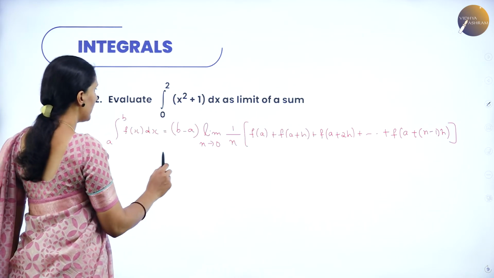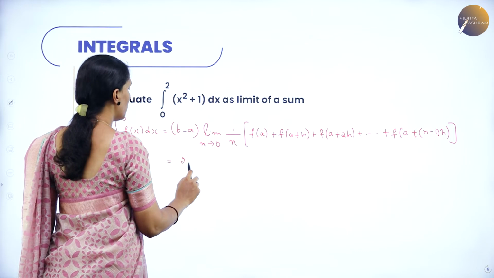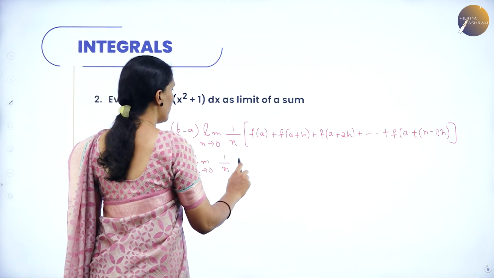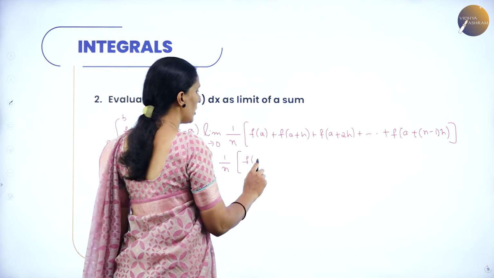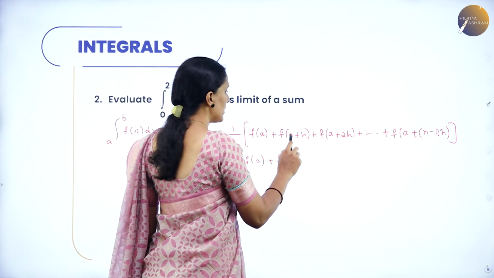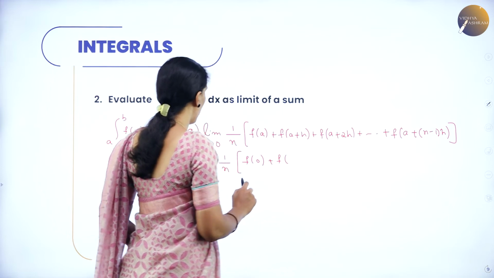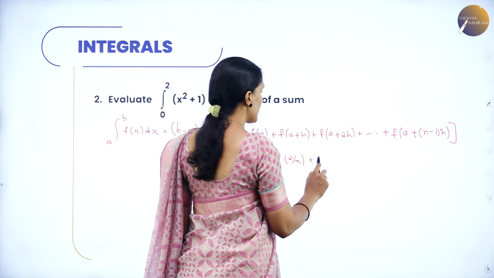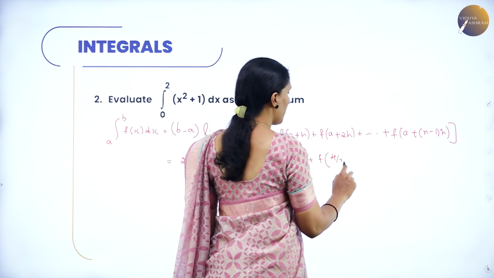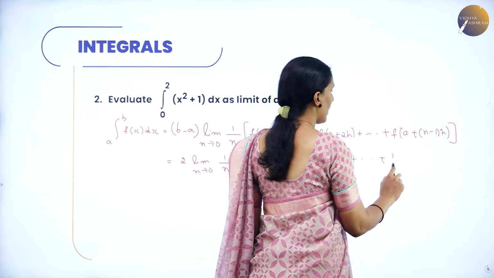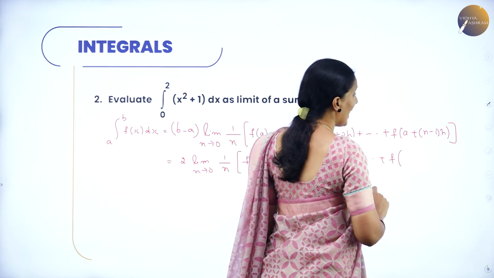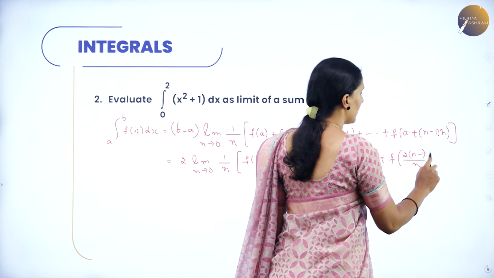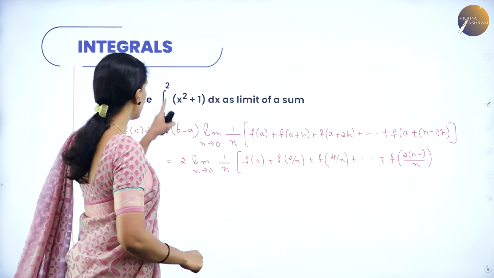So now if you apply here 0 to 2, again it becomes 2, limit as n tends to 0, 1 by n. So here it is f of 0 plus h, that is 2 by n, f of 2 by n plus f of 4 by n plus etc. plus f of 0 plus h, that is 2 into n minus 1 divided by n. So now we need to express in this form.